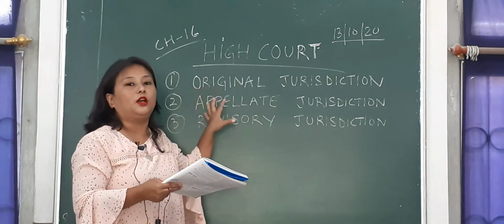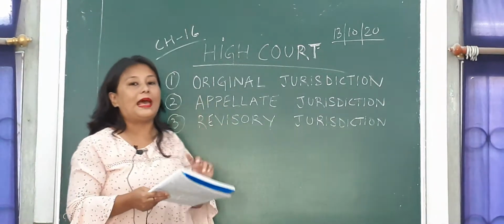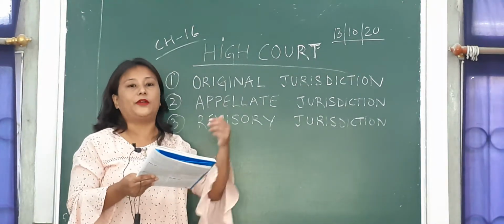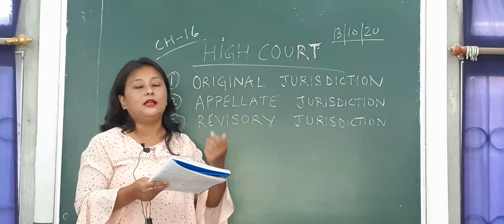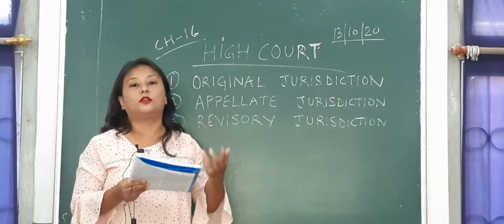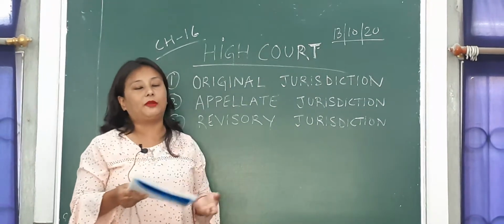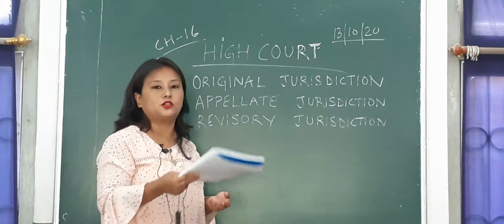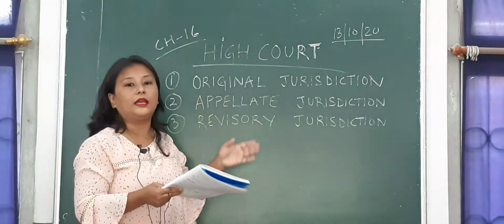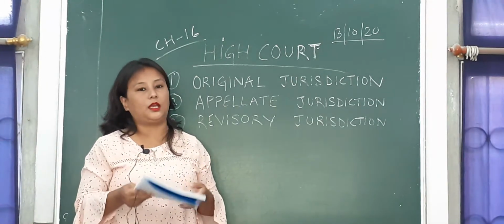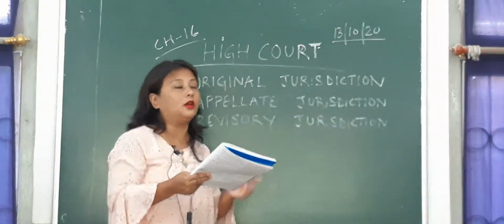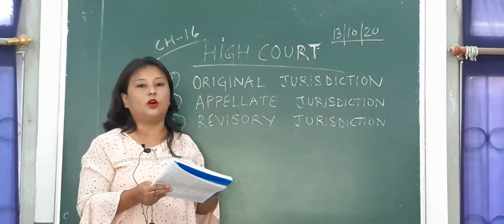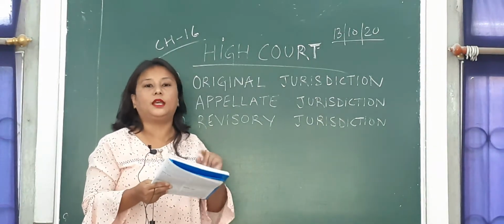Now here the meaning of original jurisdiction is almost the same as for your Supreme Court. For example, in the Supreme Court I mentioned that there are certain cases which cannot be taken to any other court but directly go to the Supreme Court. So this was the original jurisdiction of the Supreme Court. Similarly, in the High Court also there are certain cases which cannot be taken to any other court, but directly go to the High Court. So this is called the original jurisdiction of the High Court.